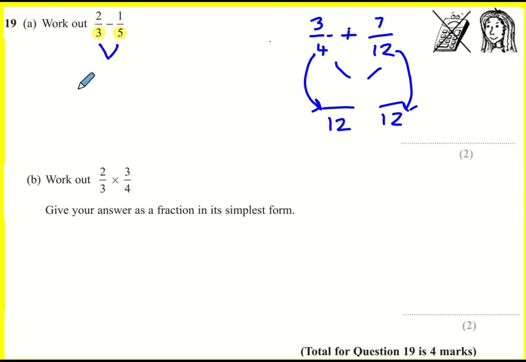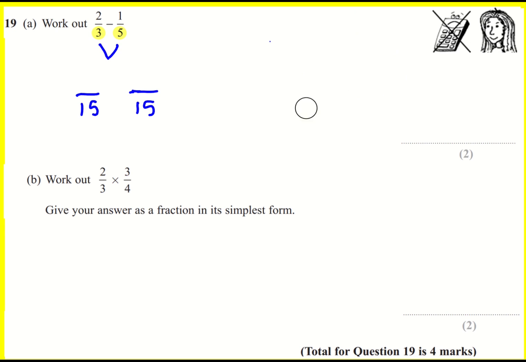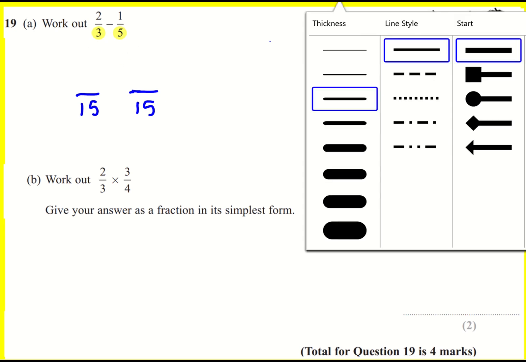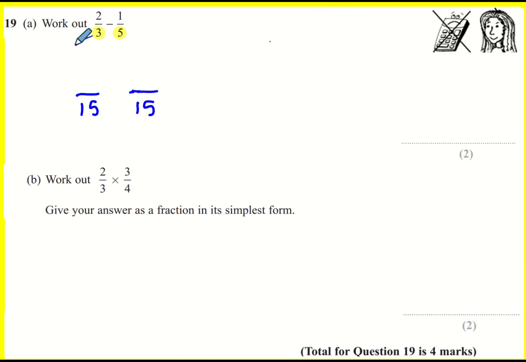But this one here, 15, is the lowest common multiple of these two numbers, so 3 times 5 is 15. So that is my common denominator. That's going to be my common denominator for this question. So what I've done is times 3 by 5, and I've got 15. So now you say to yourself, what have you multiplied 3 by to get 15? I've multiplied it by 5.